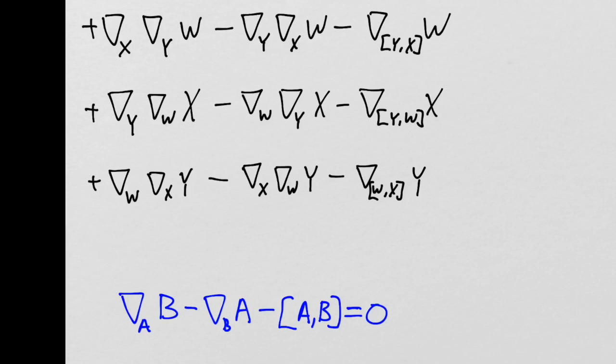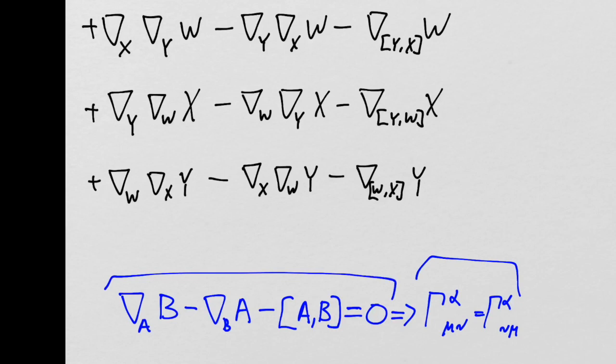So I will remind you that a torsion-free spacetime, this is the abstract expression for a torsion-free spacetime. And we learned in our previous lecture that this ends up implying that the connection is symmetric in its bottom two indices. Right, so this is the coordinate expression for torsion-free, and this is the coordinate-free expression for a torsion-free spacetime.